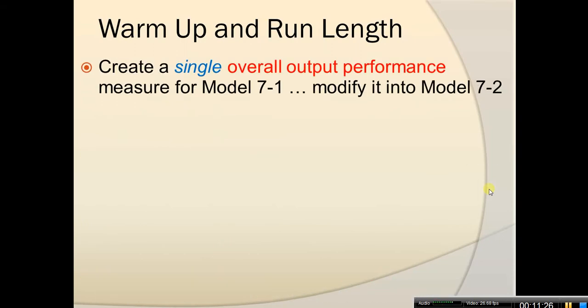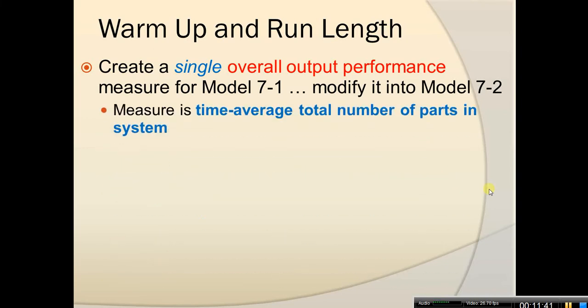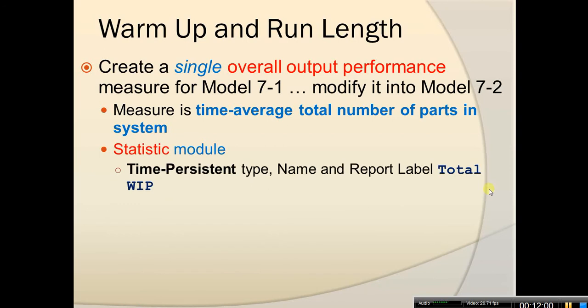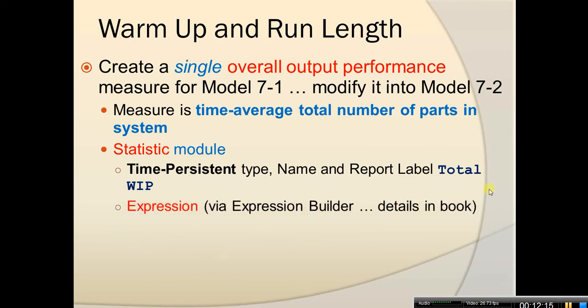To illustrate what I'm talking about, we can create a single overall output performance measure for model 7.1. We're going to change model 7.1 and modify it into model 7.2. We will also measure the time average total number of parts in the system, which helps us understand how many parts we have in the system on average over time. We'll use a Statistic module, and because it's a time average, it's a time-persistent type of statistic, so we'll label it total WIP, or work in process, and then use Expression Builder to build this time-persistent statistic.